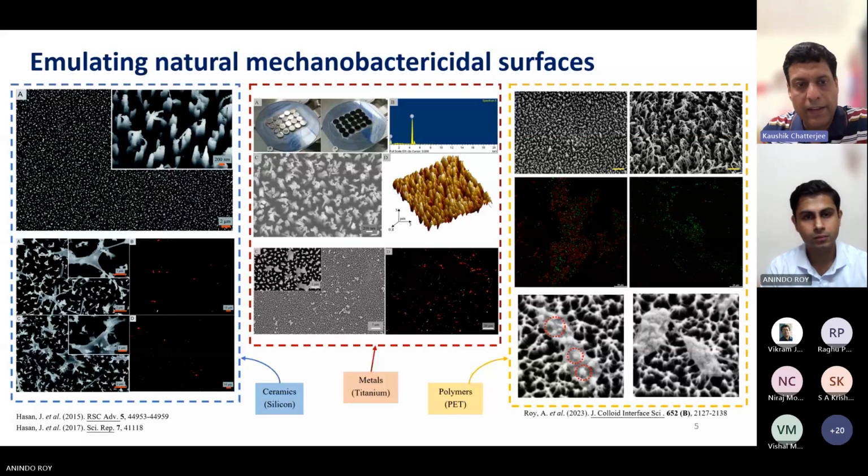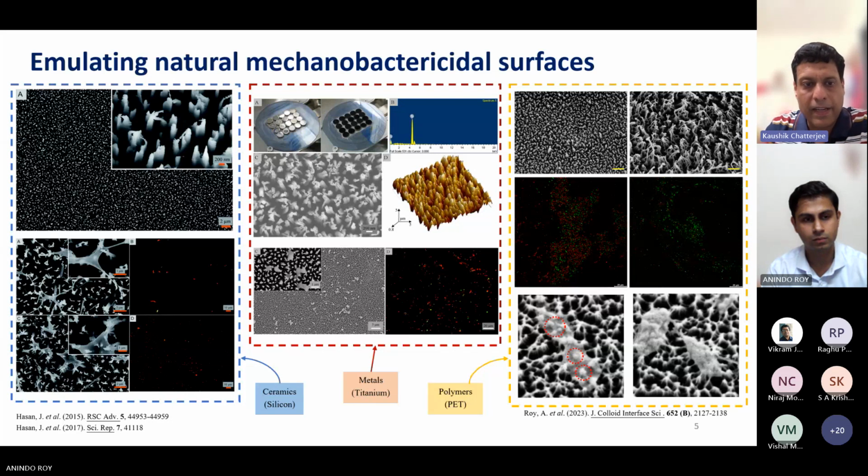So what you see on the left panel are basically these structures that we've created on silicon wafers by reactive ion etching. And probably the field started off with silicon because of the semiconductor industry that's been using these technologies to etch silicon and generate these kind of high aspect ratio structures. So you can see here in the higher magnification SEM image that these are tall pillars that have been generated on silicon wafers. And what the bottom image shows are bacterial cells that are sitting on it.